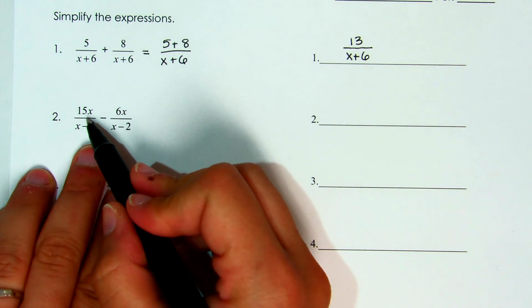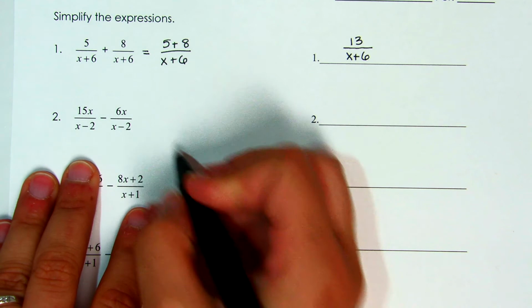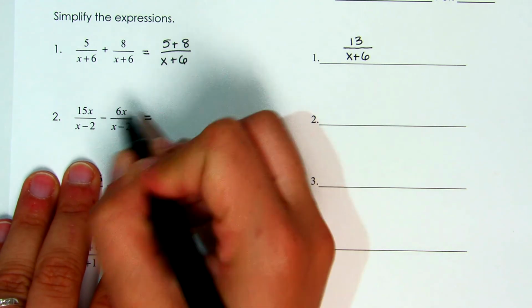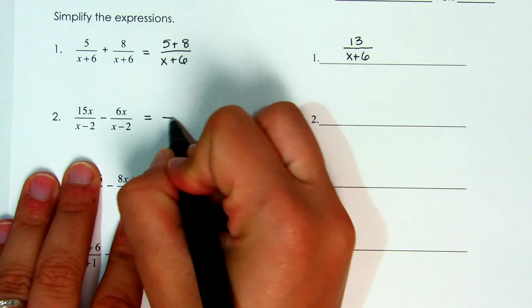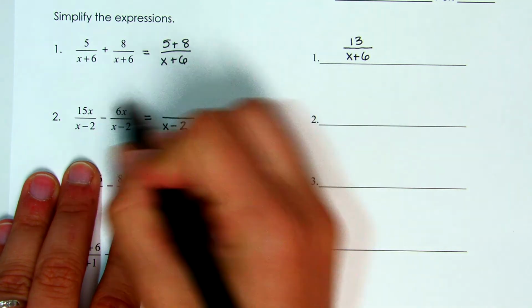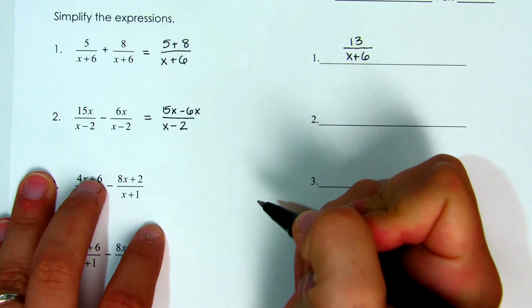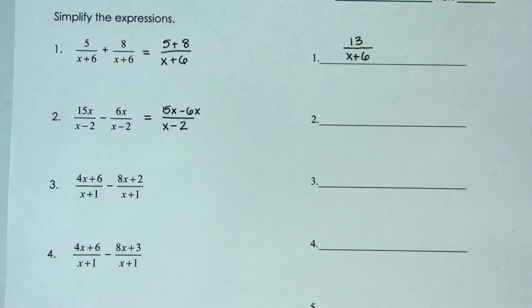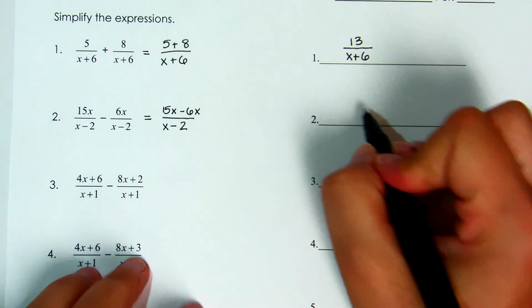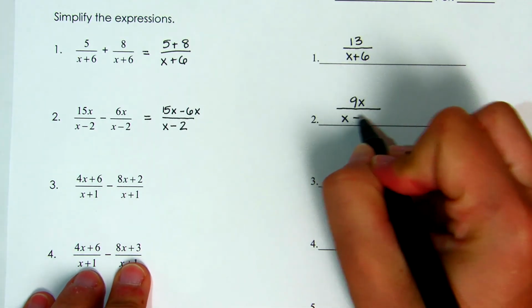Okay, on number 2, I have common denominators, x minus 2 and x minus 2. I'm doing subtraction, so I'm just going to subtract the top since the bottom already matches. My matching bottom is x minus 2. So on top, I'm doing 15x minus 6x. So my final answer is going to be 9x over x minus 2.